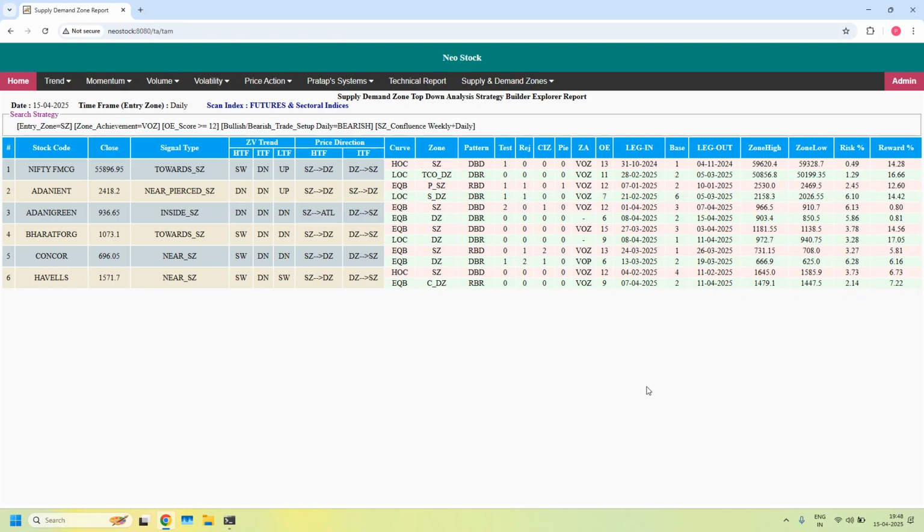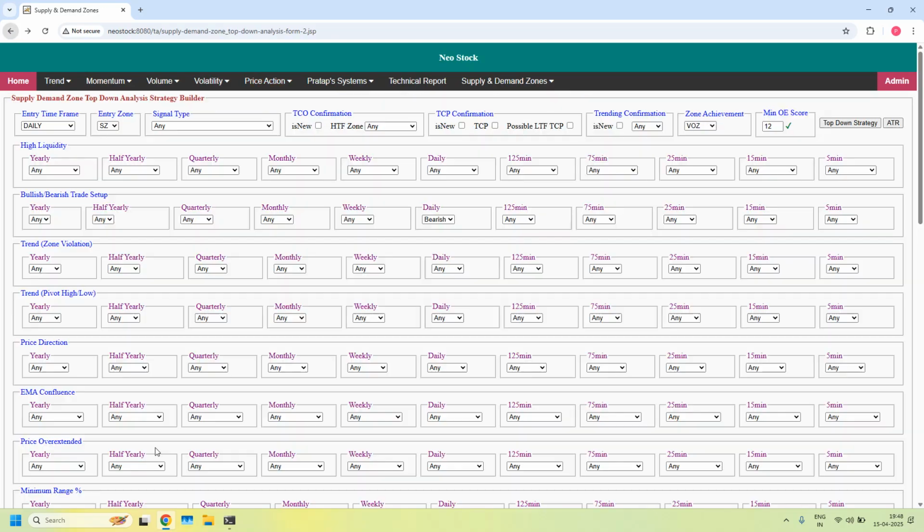We got 6 stocks. So daily supply zones are part of weekly supply zone, and the weekly trend is a downtrend. So if a weekly supply zone has weekly EMA confluence, then the overlapped daily supply zones have a higher probability to get success. Let us verify.